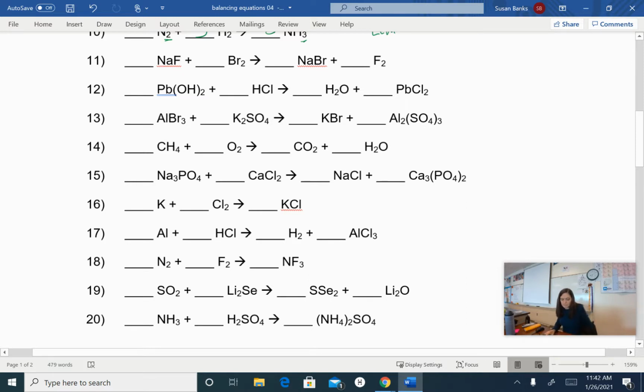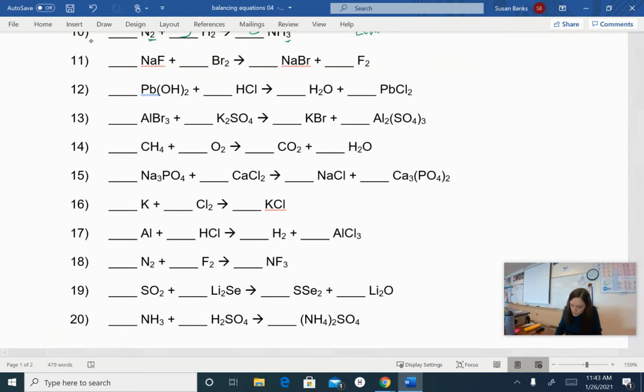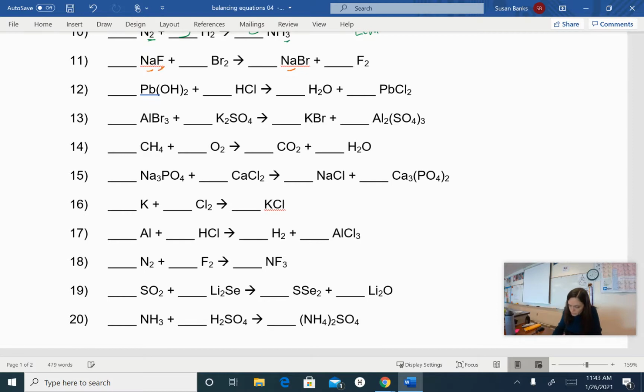Okay, you ready? I'm going to change my color again. So here we go. 1 sodium, 1 sodium. We're okay. 1 fluorine, 2 fluorines. So I'm going to need to multiply that fluorine by 2. And then 2 bromines. I need 2 bromines. And that fixed my sodiums as well by putting that 2 in there. Okay, how'd you do on that one?